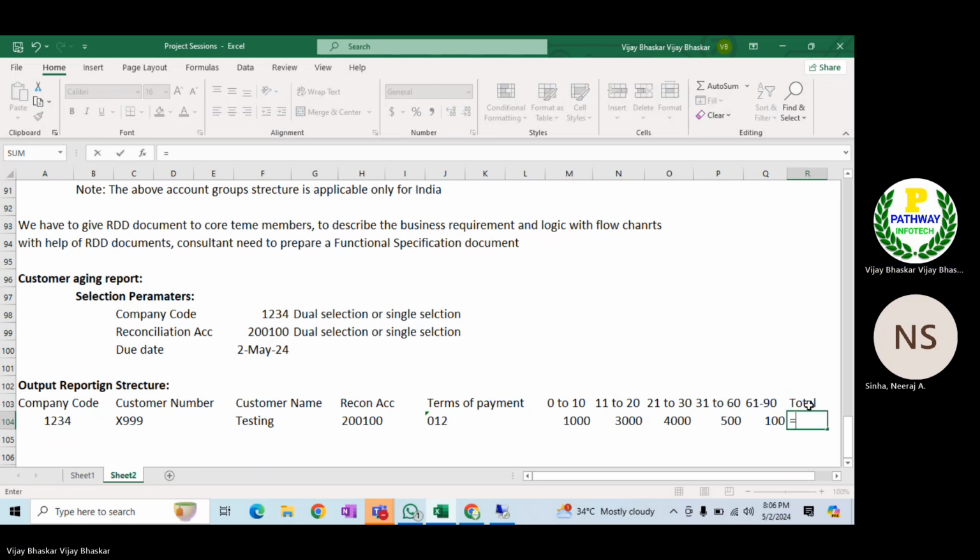So the total count here is the total. What is the opening balance? What is the balance from this customer which we are going to receive? The total will be like this.